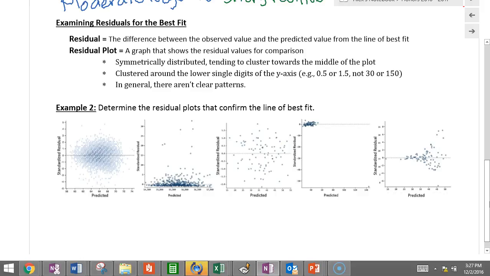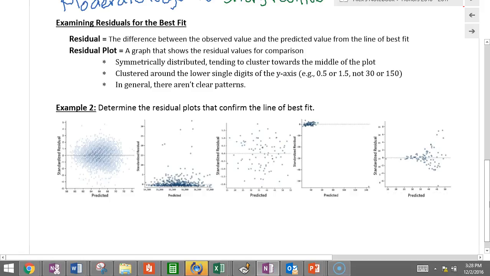If it's a good fit, it will be symmetrically distributed. So it will just look like a cluster. It won't have a shape or anything. And it will tend to be towards the middle. So middle in both x and y, completely center. It should also be clustered around the lower single digits. You don't want hundreds, 200s, anything like that. And like I said, you don't really want any pattern.